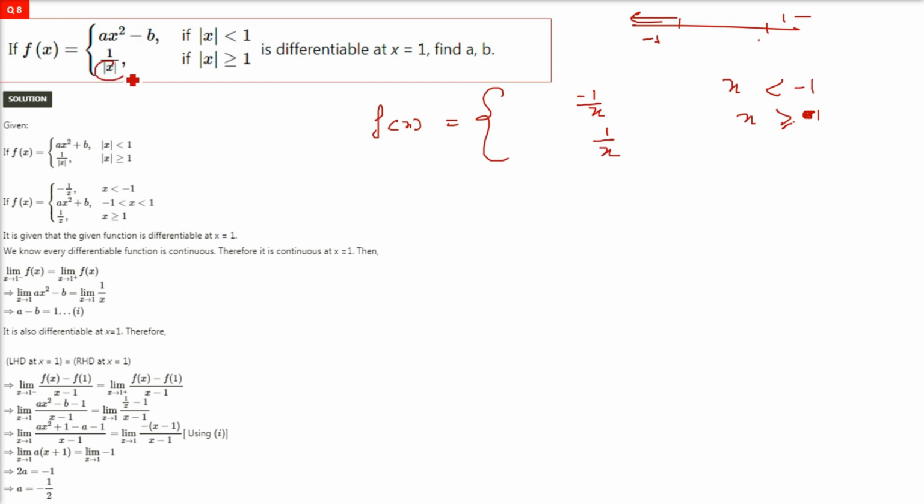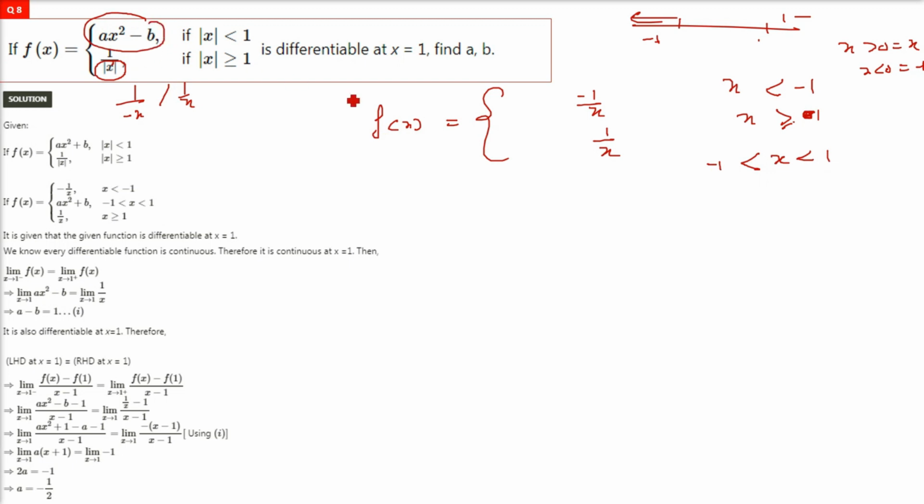Why? You have a mod x here. Mod x is simply x when x is greater than 0. When x is less than 0, it is going to be minus x. How about 1 by mod x? It will be 1 by minus x and 1 by x. And in which range are we talking about? We are talking about mod x. So for x less than minus 1, it is going to be minus 1 by x. And when x is greater than or equal to 1, it is going to be 1 by x. I hope you got the idea. You have to understand both the mods very well so that you know how we have achieved this answer.